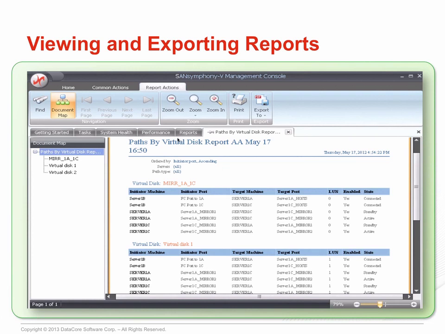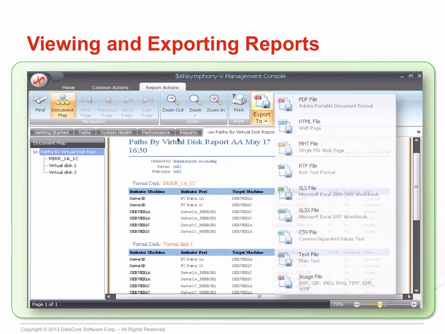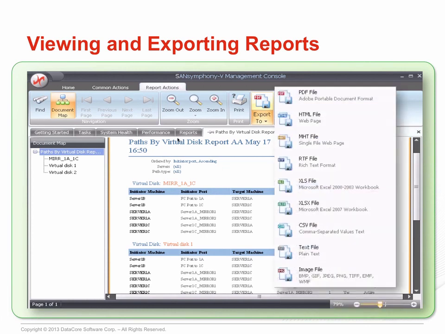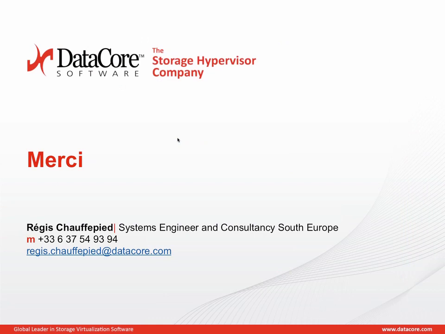Then, as you can see, you can find, search, map, zoom in, zoom out, but also you can export them. The export is in various formats. So you've got PDF file, HTML, MHT, RTF, XLS, CSV, XLX, text, and images. So pretty old formats for either viewing or reporting the reports. This is it for the first part of the presentation.